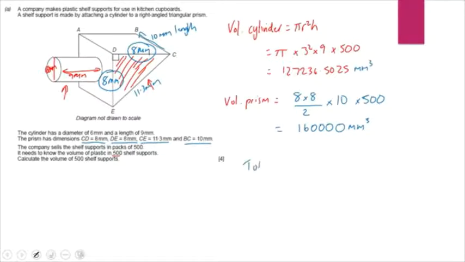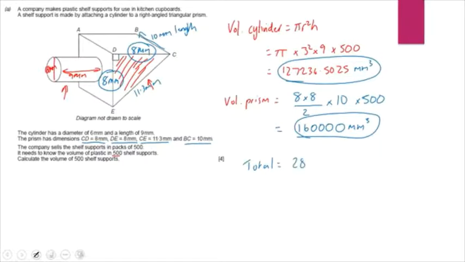To find the total then, we just add up the two parts that we've just found here. So the total volume of 500 shell supports is 287,234.5025, and you can choose to round it as appropriately as you feel. Okay, it doesn't ask for a specific rounding on this one.